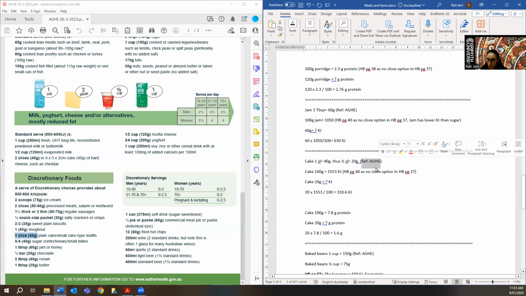I get this from the AGHG. Now I go to cake, 100 grams. Why? Because as I said, discretionary food is not part of your quick ready reckoner. On page 40, I do not have sponge cake again on page 40.